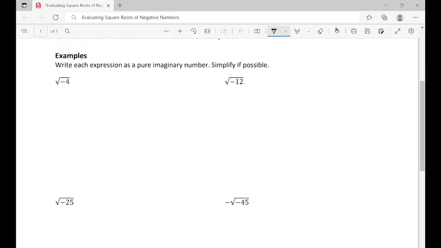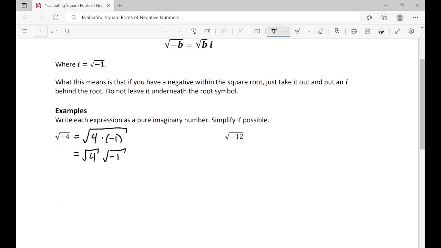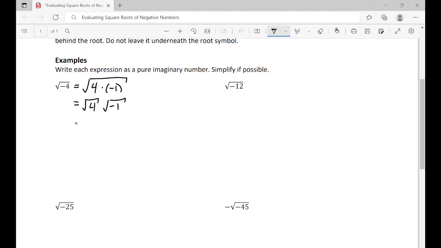So let's simplify a few of them. So first we got square root of negative 4. So I'm going to write out exactly what it's supposed to be to do this. So square root of negative 4, we can just say that this is square root of 4 times negative 1. And then we could separate this as square root of 4 and square root of negative 1. And square root of negative 1, like it says right here, is just i. So I can replace square root of negative 1 with i.